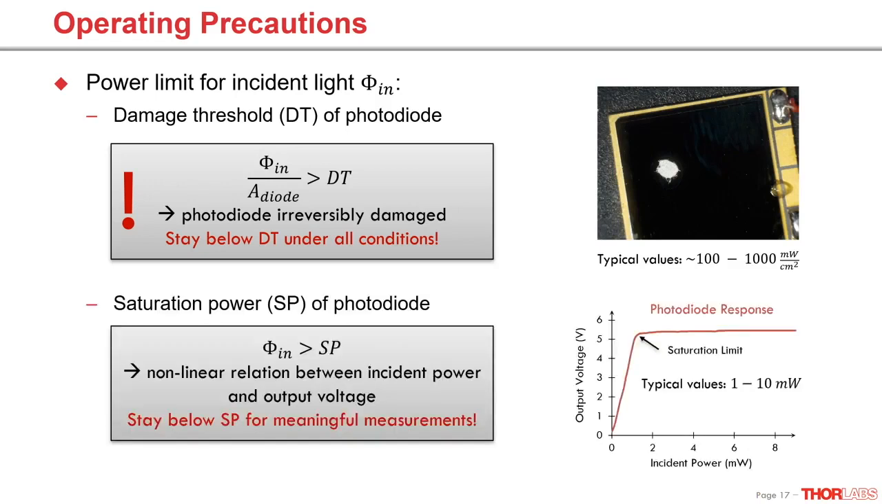The saturation power limit is important to stay in the linear range and therefore get predictable measurement results. The linear range is dependent on the photodiode itself, the load resistance, the bias voltage, and the beam size. Typical values are single-digit milliwatt values.